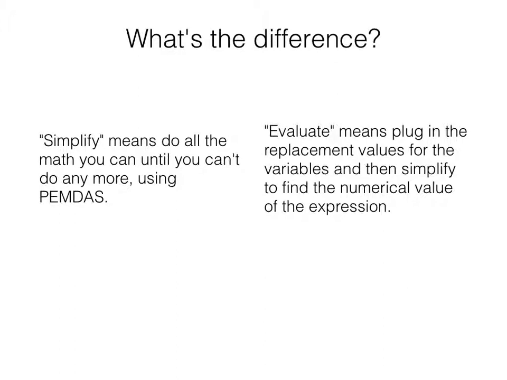Well, simplify means do all the math that you can do until you can't do any more using the order of operations. So simplifying an expression would be taking something like 3 squared minus 2 times 4 and doing the math: 9 minus 2 times 4, 9 minus 8, which is 1. We've simplified it. We can't do any more math.